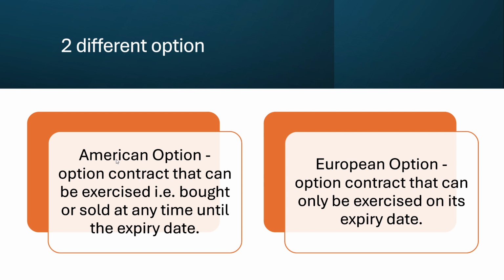American option: CA, call American. CE, call European. PA, put American. PE, put European. This American option contract can be exercised, bought and sold at any time until the expiry date. But a European option contract can be exercised only on the expiry date.